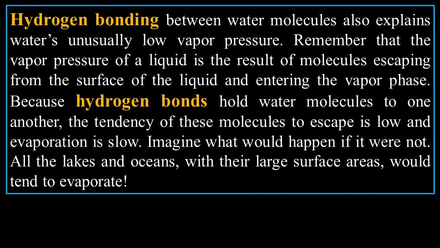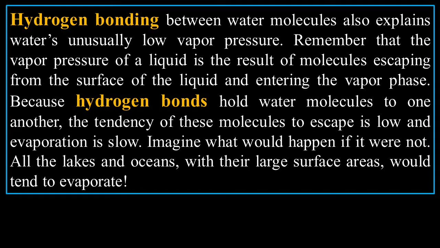Hydrogen bonding between water molecules also explains water's unusually low vapor pressure. Remember that the vapor pressure of a liquid is the result of molecules escaping from the surface of a liquid and entering the vapor phase. Because hydrogen bonds hold water molecules to one another, the tendency of these molecules to escape is low, and evaporation is slow.